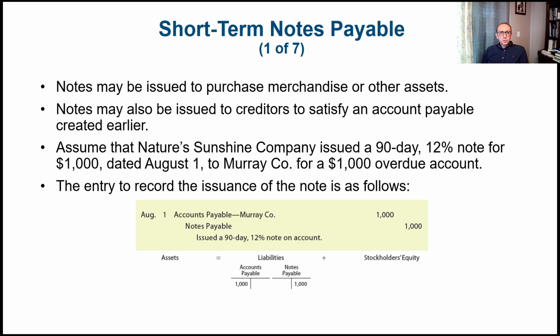Let's start with short-term notes payable. That's another example of a current liability. Notes may be issued to purchase merchandise or other assets. Notes may also be issued to creditors to satisfy an accounts payable created earlier.